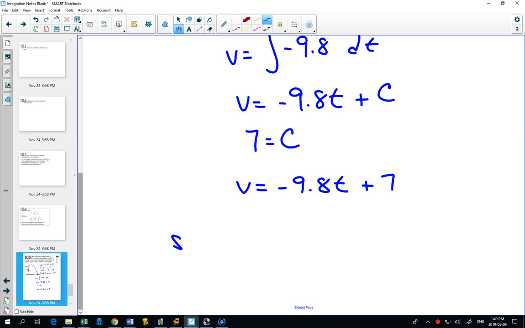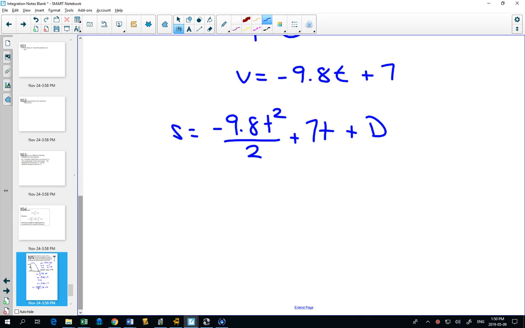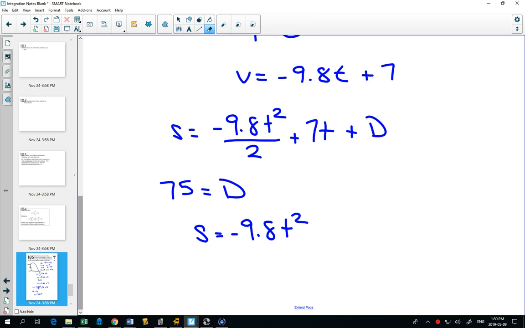If I want to find my displacement formula, I can integrate this. And since my initial displacement is 75 meters, I can solve for d to be 75. Just change this to negative 4.9 t squared plus 7t plus 7.5.